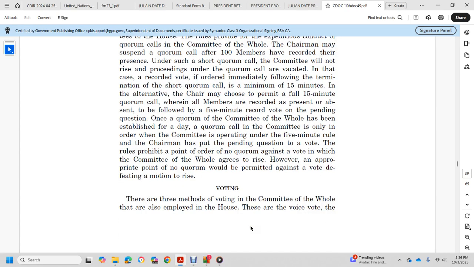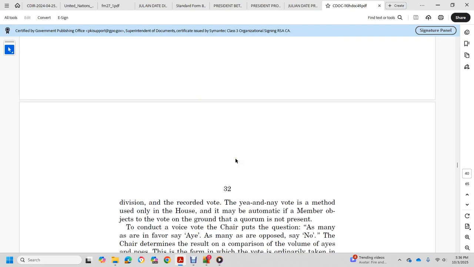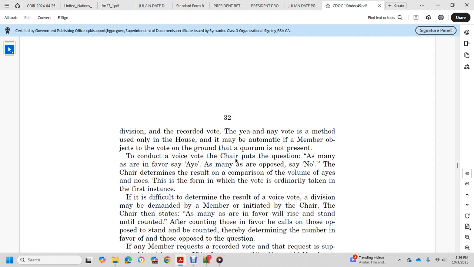Voting. There are three methods of voting in the Committee of the Whole and in the House: the voice vote, the division vote, and the record vote. The yea and nay vote is a method used only in the House. A member may object to the vote on the ground that a quorum is not present.